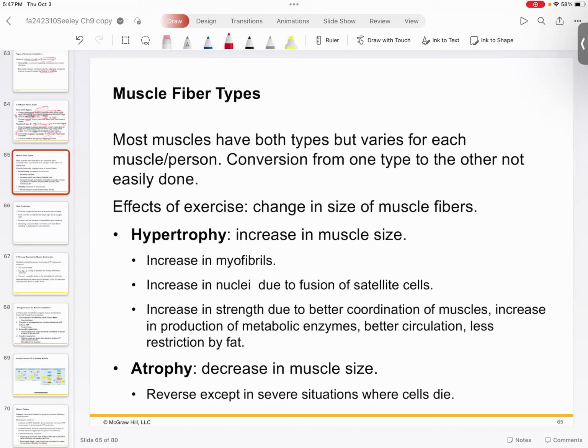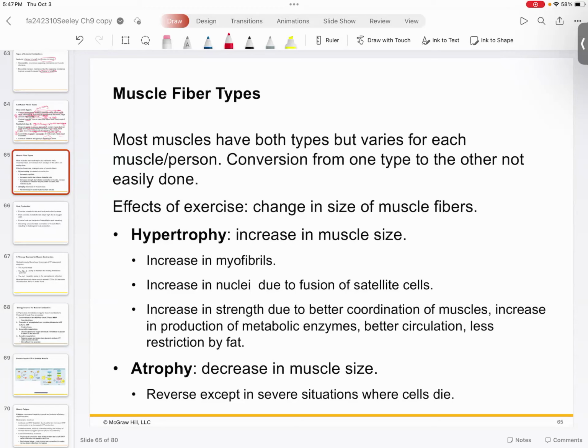So you're running on fast twitch at the beginning. When your oxygen kicks in, then you switch to slow twitch, and you have more endurance. That's one of the reasons why you warm up: to get that oxygen level going so that you can move to that endurance slow twitch as quickly as possible. So most muscles will have both types.